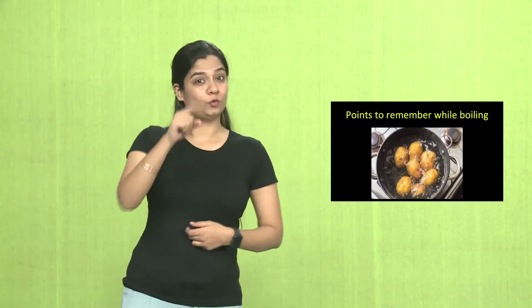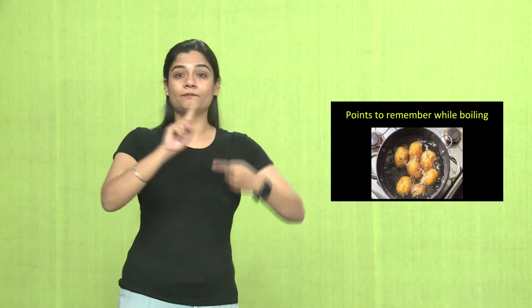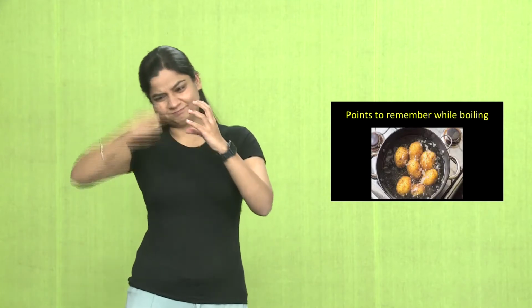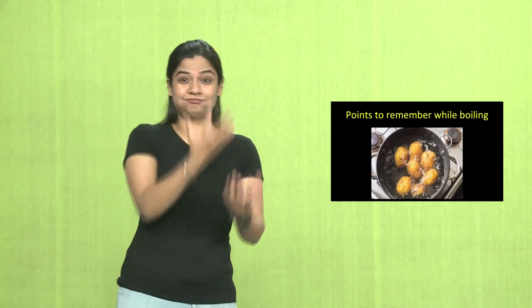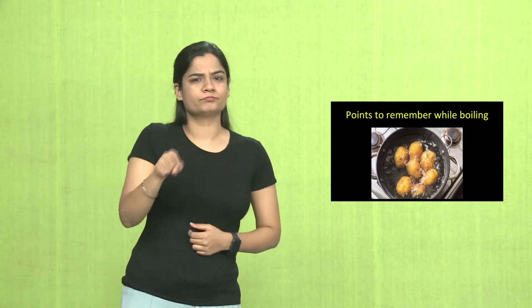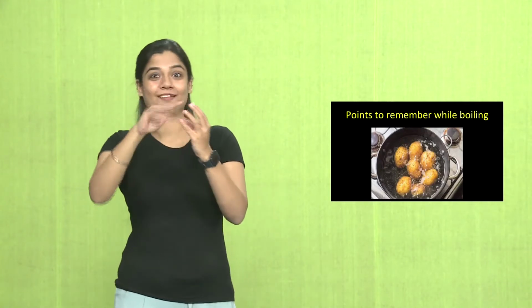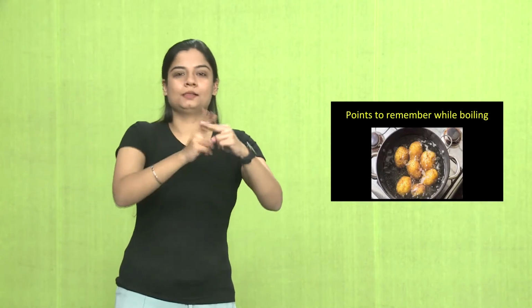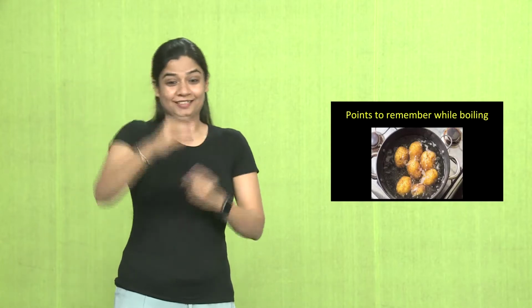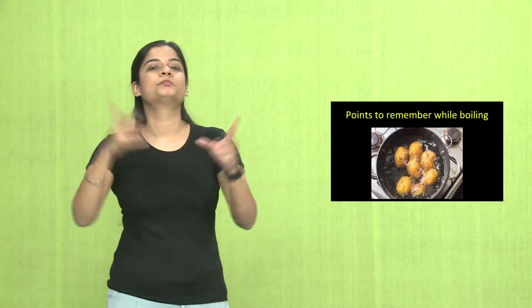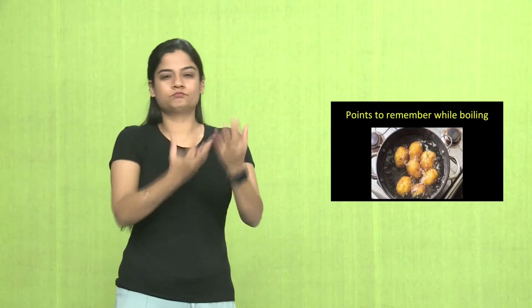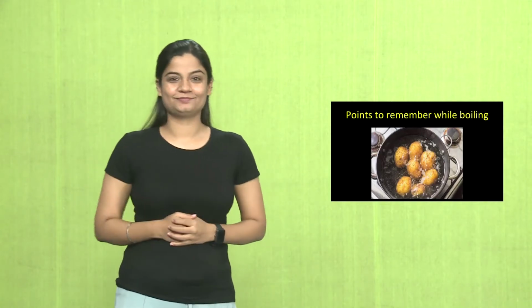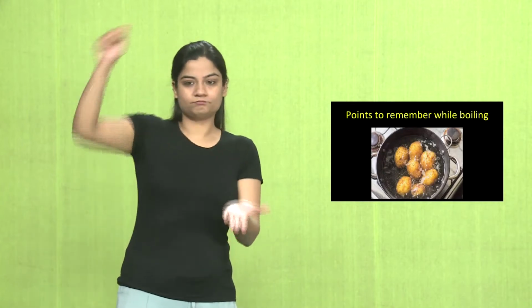Some things that you should remember while you are boiling. Boil the food along with its skin. For example, for potato, keep the skin on and then boil. Do not remove the skin and boil because the nutrient value will be lost. That's why it's important to keep the skin while you are boiling. Once the potato or the eggs have been boiled, you can remove the skin.